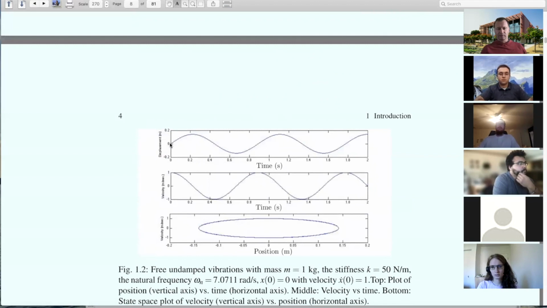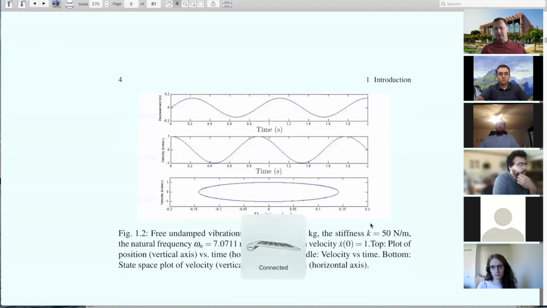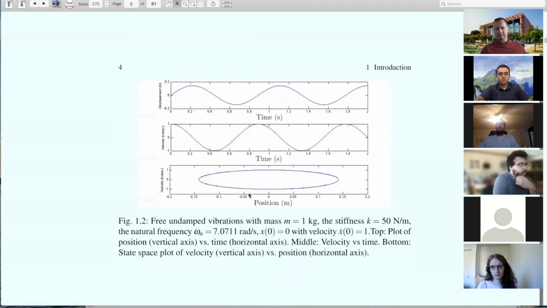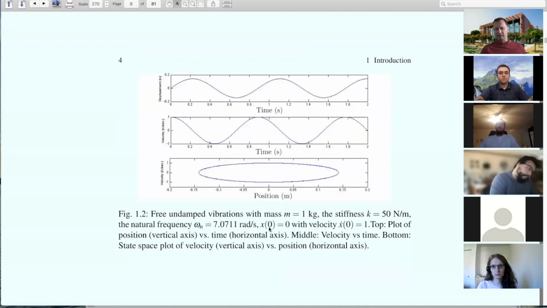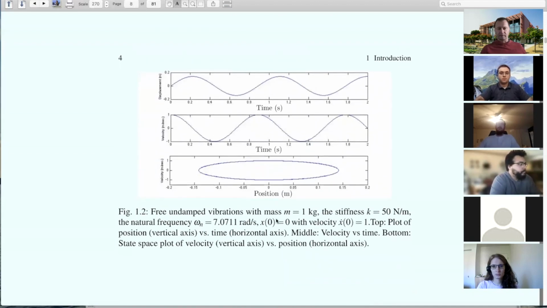And here is the evolution for displacement or position and velocity for some given time between 0 and 2 for a particular stiffness of 50 newtons per meter, and some specific initial conditions and frequencies. And so these two top ones are plots of position versus time and velocity versus time. This one on the bottom here is really the plot of position versus velocity.